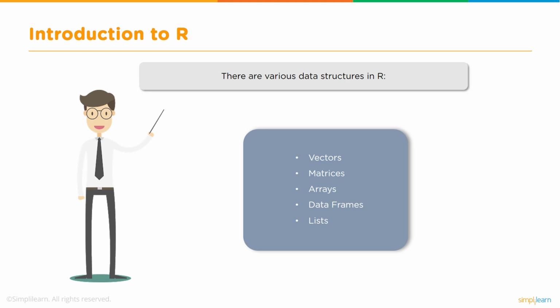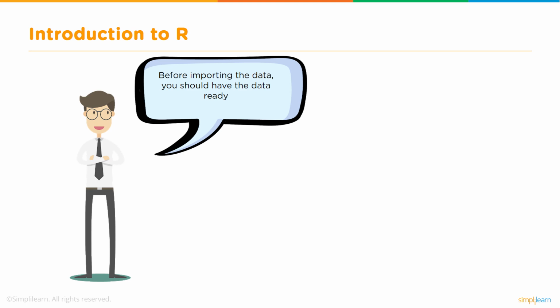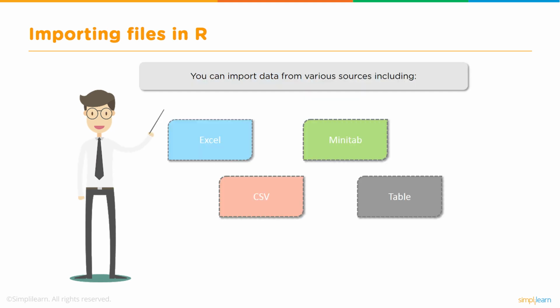So the first thing we do, before we're even importing the data, is to have the data ready. We need to look at the data and see what's going on. You can import data from various sources, including Excel, Minitab, CSV, table, and text files. CSV is usually a text file, comma separated variables, or tab separated variables.